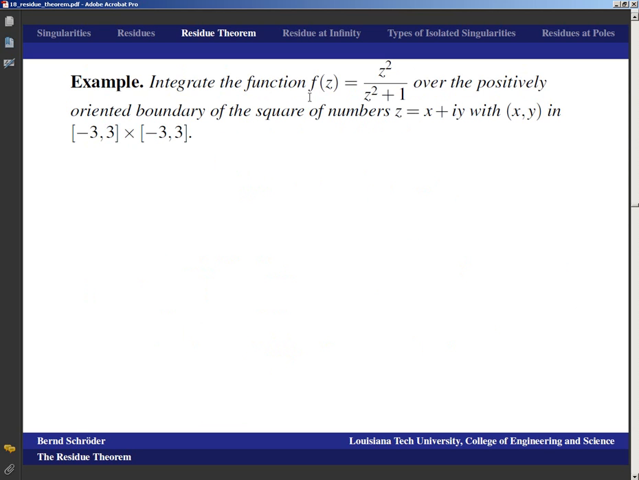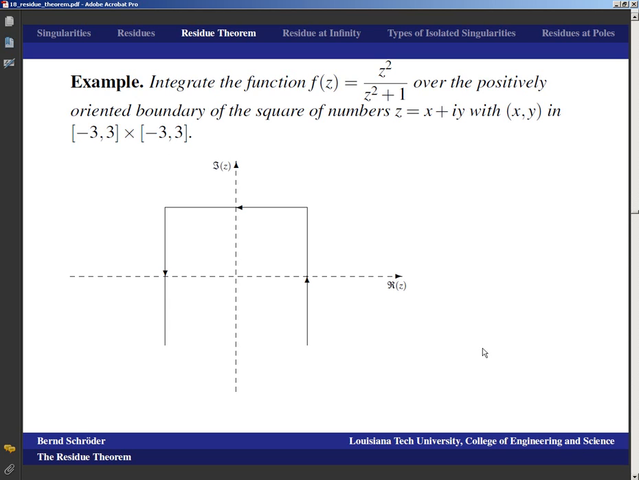If we're going to integrate the function f of z equals z squared over z squared plus 1 over the positively oriented boundary of the square of the numbers z equals x plus iy, where (x, y) is in the square [-3, 3] cross [-3, 3]. Well, let's first take a look at what that looks like. We get a square that is traversed in the positive direction, and the radius, if you will, of the square is 3.